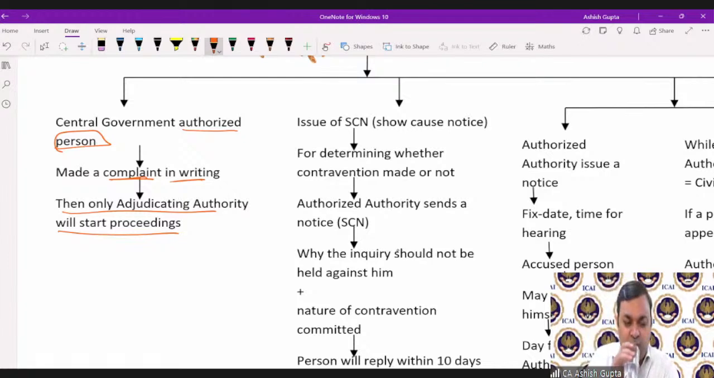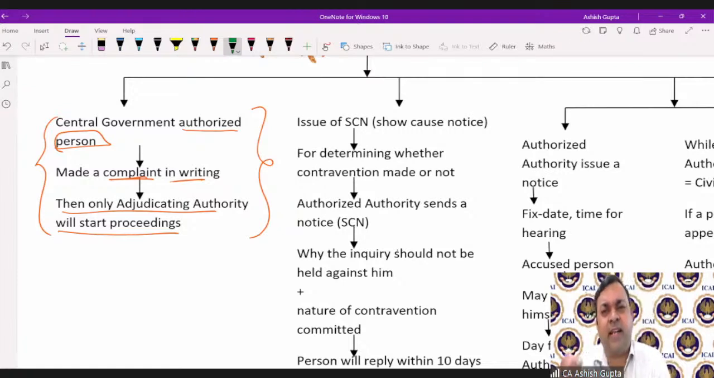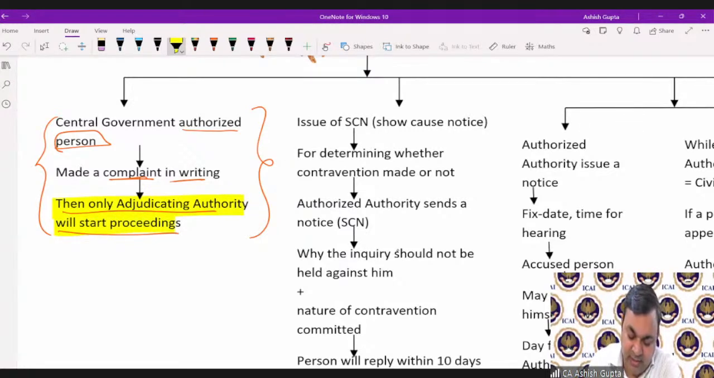Now, what is the meaning of suo motu? This paragraph clearly talks about when the adjudicating authority will start acting on a complaint. If any complaint is made by a person whom the Central Government authorizes, that person will make a complaint to the adjudicating authority, right? So there is no power provided to the adjudicating authority on a suo motu basis. I think that is clear.